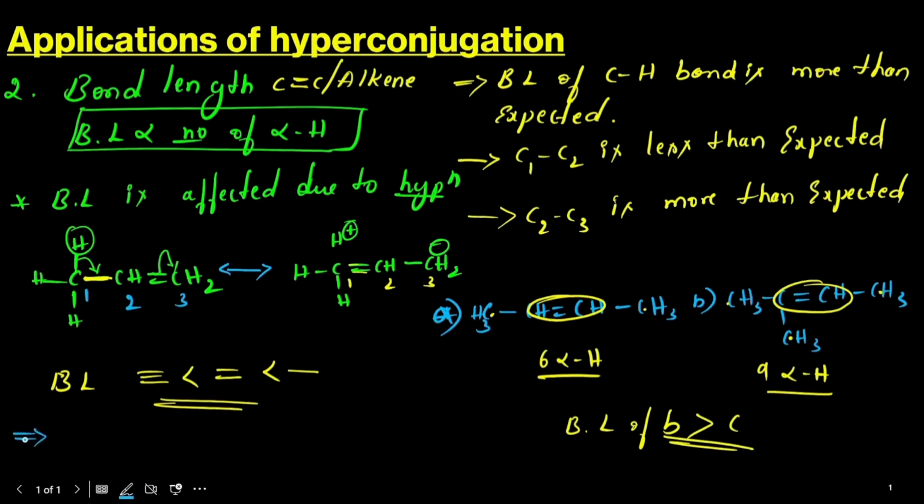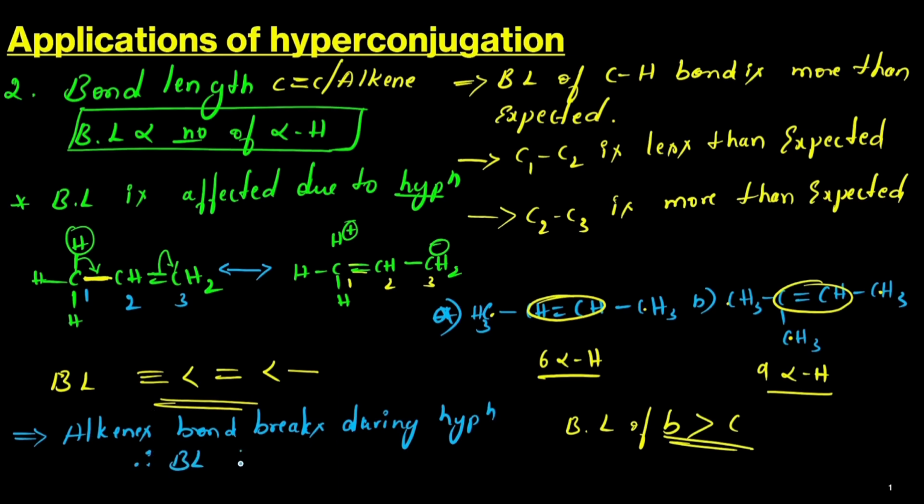Here you can note down one more point, that is in alkenes bond breaks during hyperconjugation. Therefore bond length increases. In alkenes bond breaks during hyperconjugation. Therefore bond length increases. This is about applications of hyperconjugation.